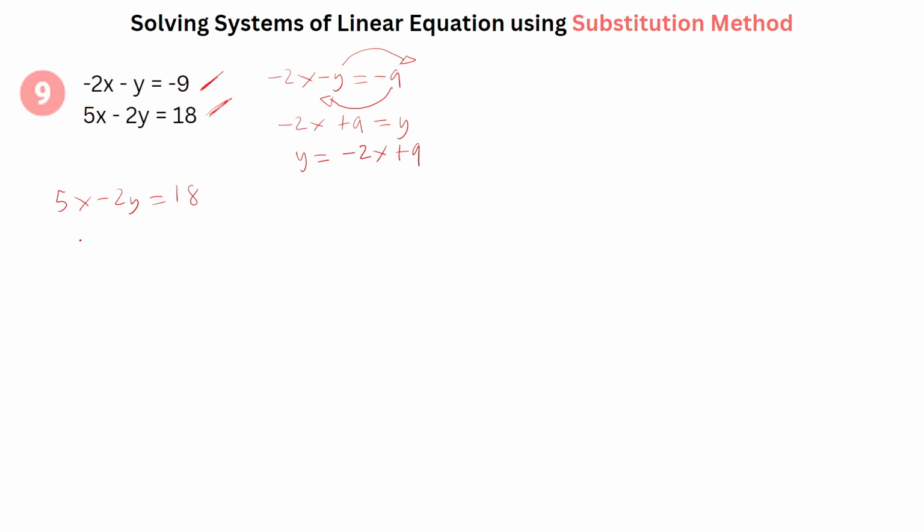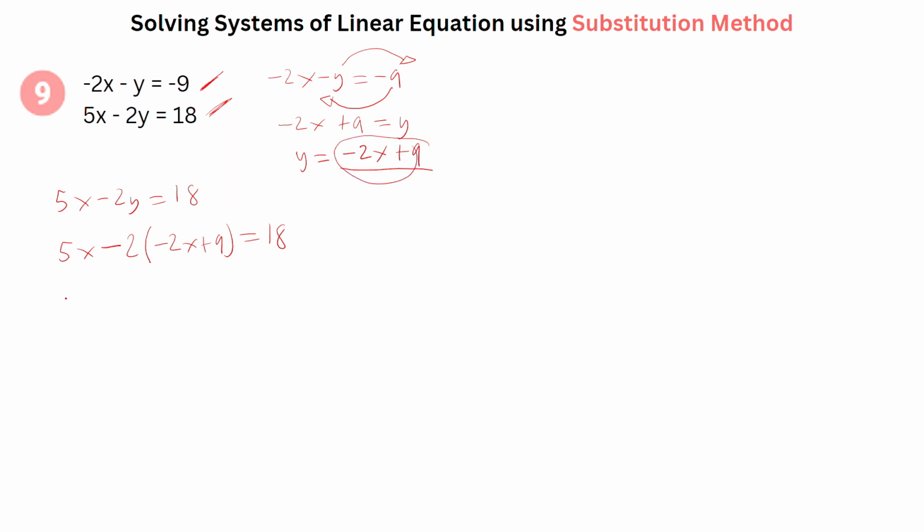So just rewrite it. So 5x minus, what's the value of y again? Y is just the same thing with what? Y is negative 2x plus 9. So instead of writing 5x minus 2y, I can write 5x minus 2 times the y, which is negative 2x plus 9, is equal to 18. Again, we just replace the y by this thing here.